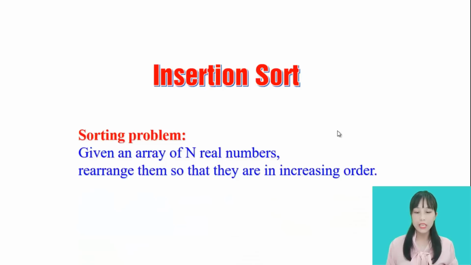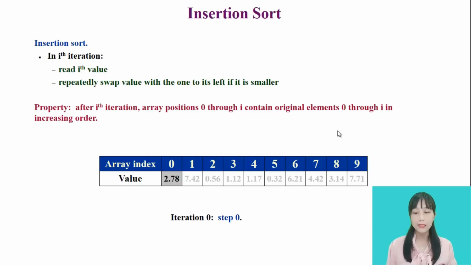Insertion sort. Sorting problem: given an array of n real numbers, rearrange them so that they are in increasing order. In iteration i, read the i value, repeatedly swapping the value with the one to its left if it is smaller. Property: after iteration i, array positions 0 through i contain the original elements 0 through i in increasing order.